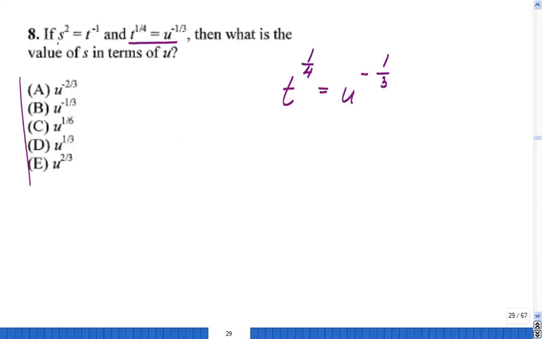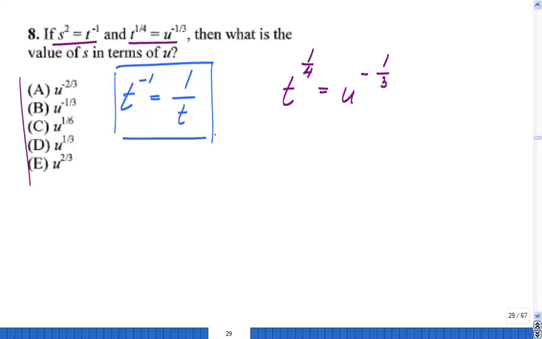The other one says s squared equals t to the negative 1. Now here I have t to the 1/4. What should I do? Well, if I have t to the first power, that may help me because I know that t to the negative 1 equals 1 over t. So if I can change that t to the 1/4 into t to the first power, or just t, I will be good. How can I do that?